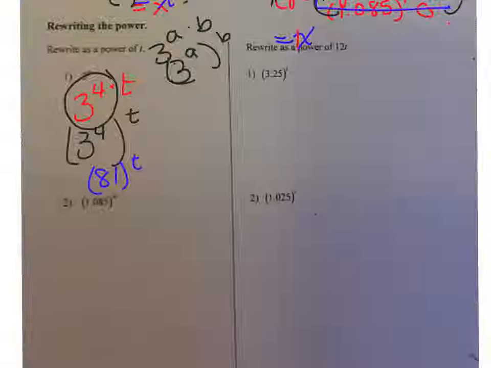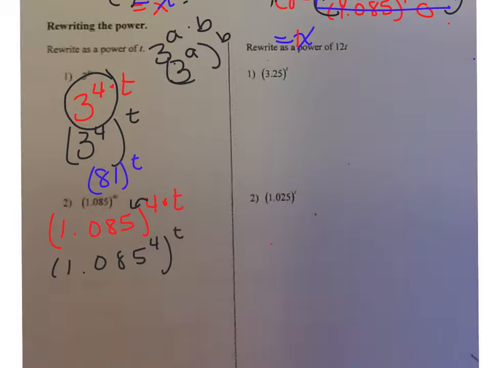All right, let's take a look at 2. 1.085 raised to the 4t power. That's the one we just did. So that's 1.085 raised to the 4 times t power. Now I'm going to put the 4 on the inside. So I have 1.085 raised to the 4th power raised to the t power. Then plug this into the calculator and you get 1.385858701 raised to the t power.